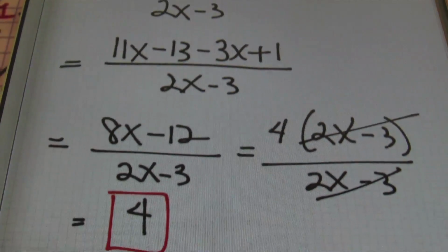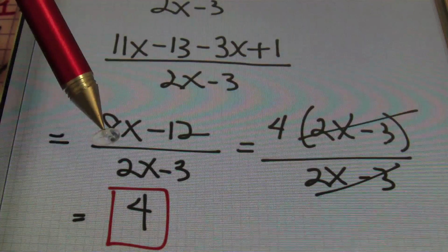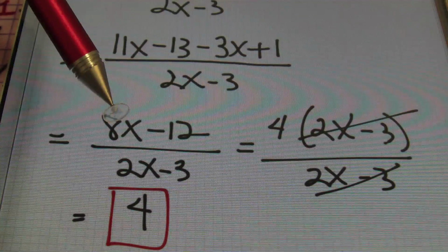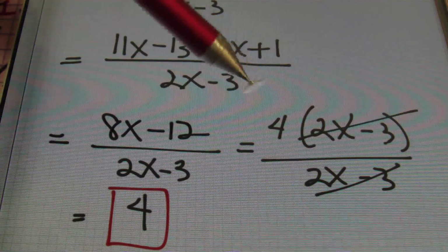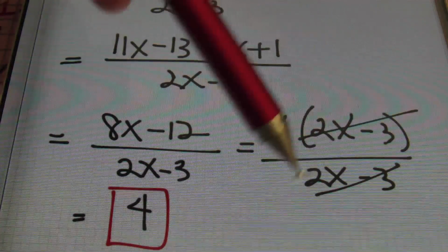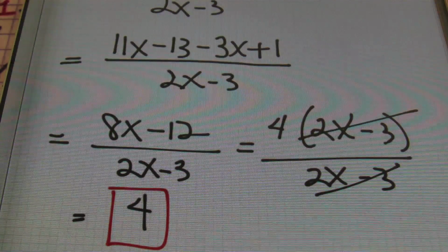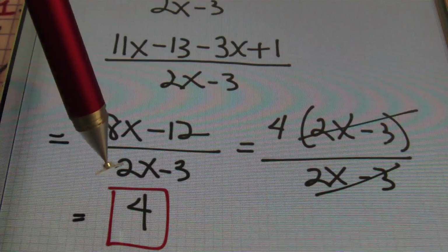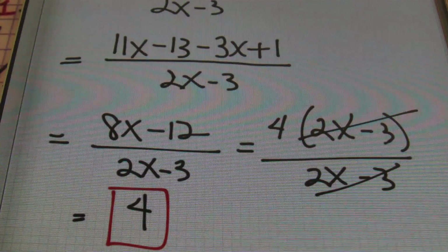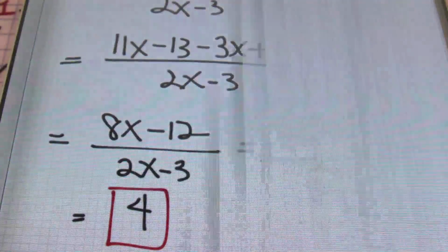From there, we combined our like terms in the numerator. That gave us 8x minus 12 over 2x minus 3. And notice that in the numerator, we had 4 in common. So you factor out that 4. That gives you a result in the parentheses of 2x minus 3. And notice that that numerator and the denominator had a common factor. So we cancel them out, and you end up with your numerator 4 being over 1, which is just 4. So there you go. And a red box. Done. All right, let's keep it moving.